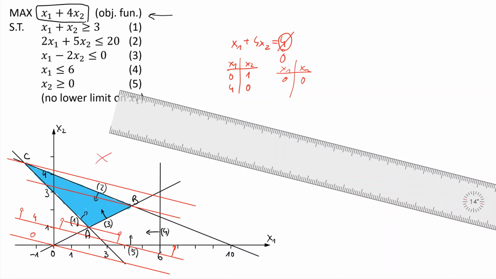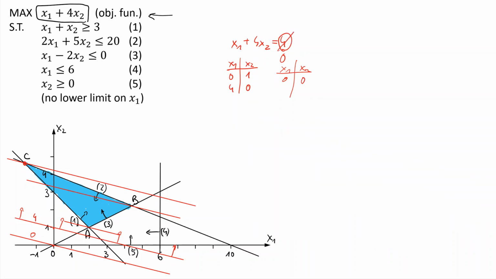There are no feasible points in this area, and only points in this area above the last red line that I put on this picture are better objective values. So that means C is the last point that gives me the highest objective function value, and therefore C is my solution that I'm interested in finding. So let me try and determine it.